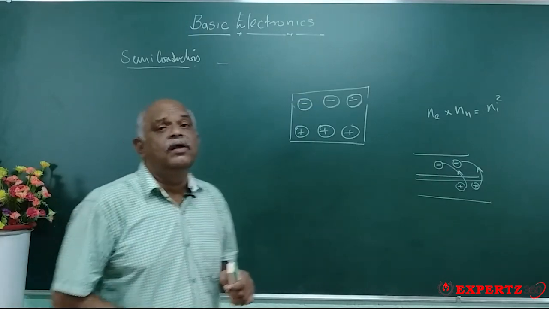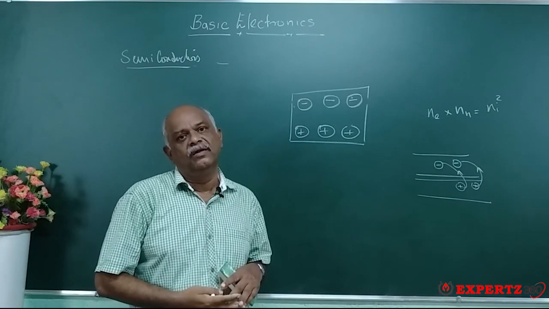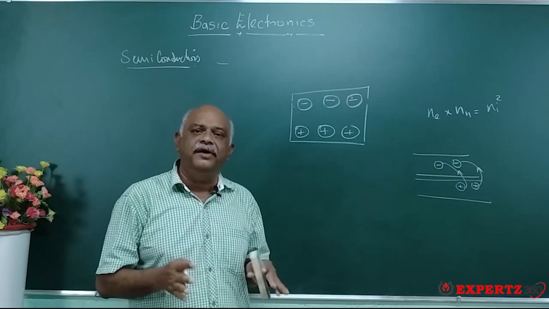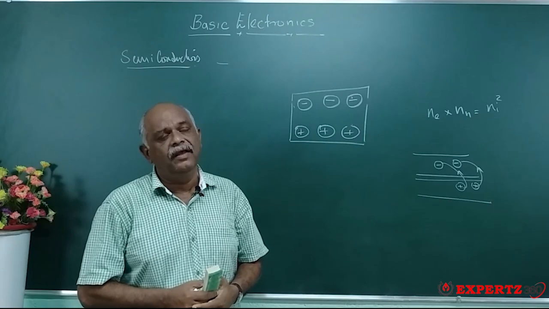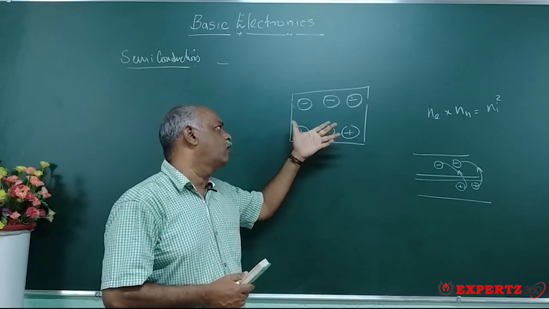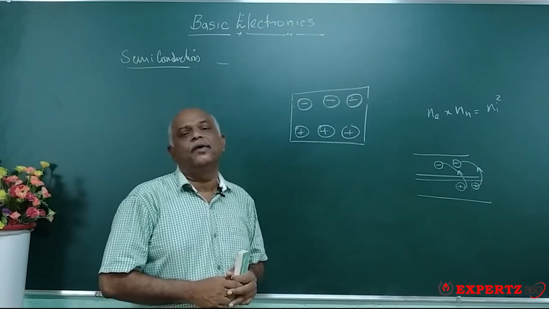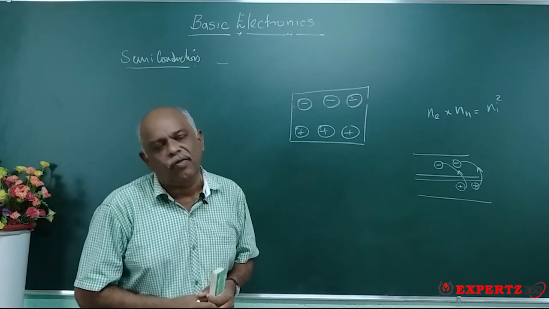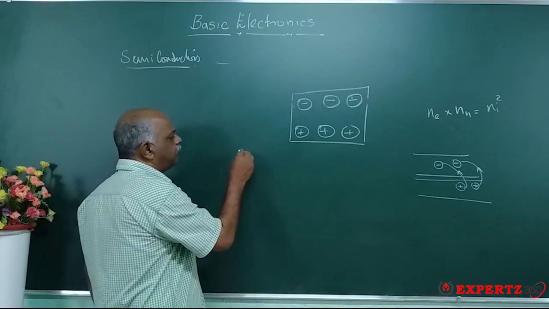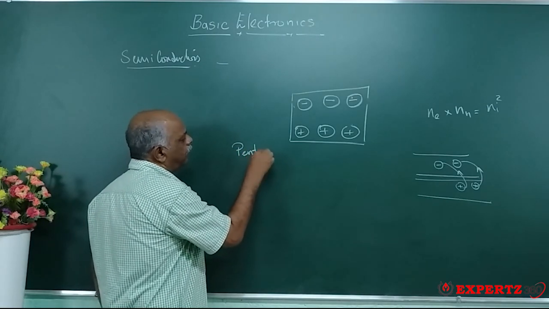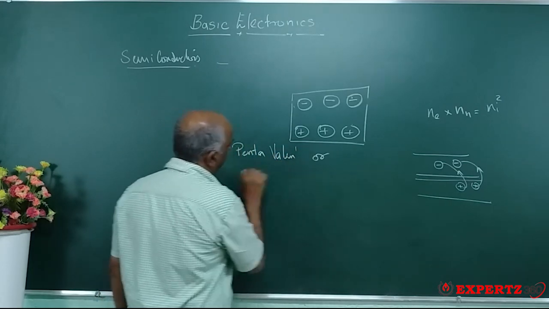Now I have to increase the flow of electrons, or I have to increase the current flow. If I need to increase the current flow, what should I do? I should increase either the number of electrons or the number of holes. So let us do some process so that I can increase the number of electrons. What I'm going to do is mix some impurity into the pure semiconductor. So I'll mix a pentavalent atom, or a trivalent atom.